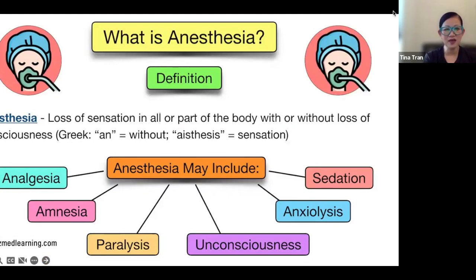When we talk about anesthesia, it's good to remind ourselves what it is, and that we're all on the same page. It's a loss of sensation in all or part of the body with or without consciousness. It may involve analgesia, amnesia, some paralysis, levels of unconsciousness, and if the patient is under sedation, there might be some anxiolytics involved. So many things incorporate anesthesia.